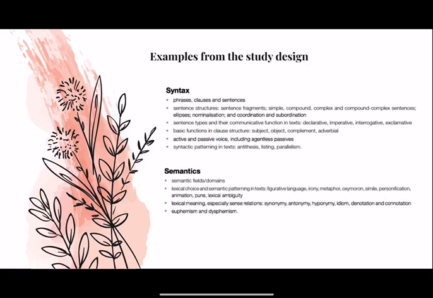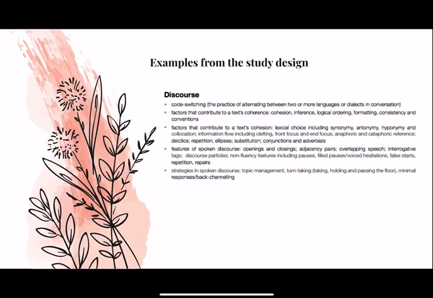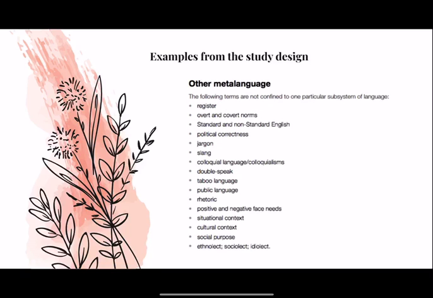Here we have the meta-language list for syntax and for semantics. Here we have the list of meta-language for discourse. And then this is other meta-language. A lot of this is not a particular feature, like register, for example. You would use features from the other lists that I've showed you to analyse the register, but there are also some features on this list that you might be able to use, like colloquialisms, for example. That is a specific feature that you can locate in a text.